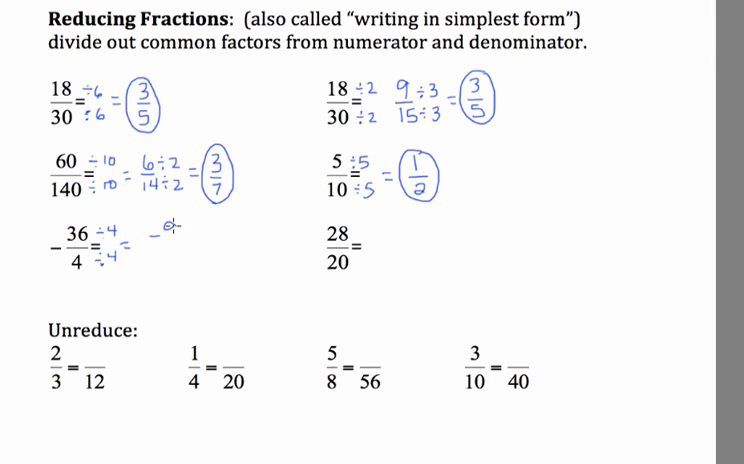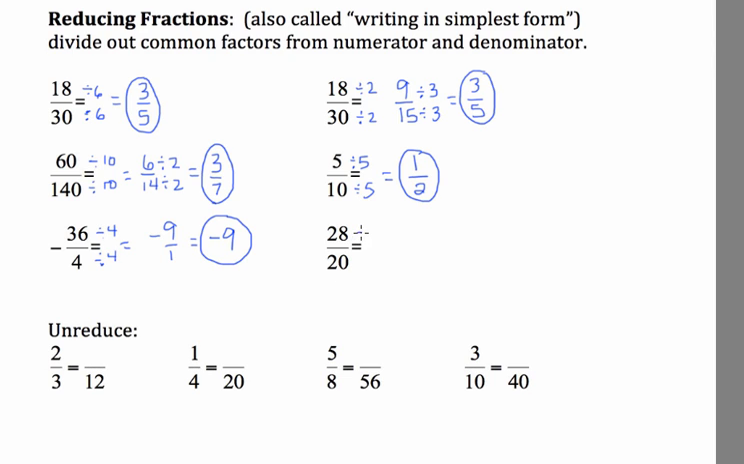Which gives us -9/1. Anytime you have a 1 in the denominator, it's the same thing as just -9. Another way to think about this would just be to think of it as a division problem. -36 divided by 4 is -9.